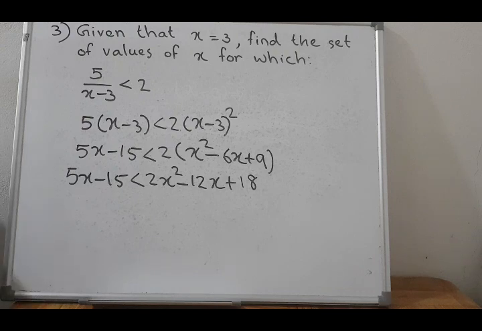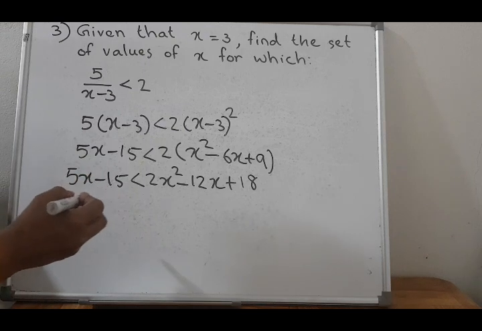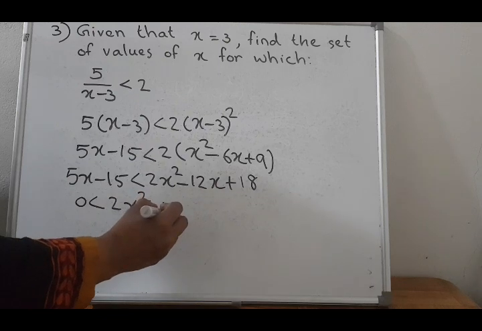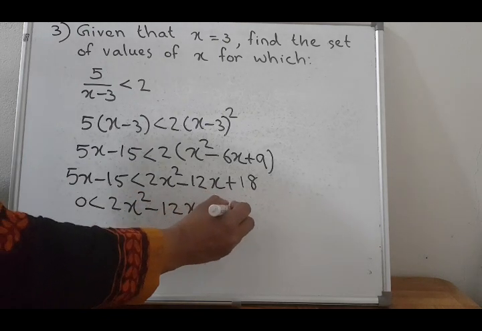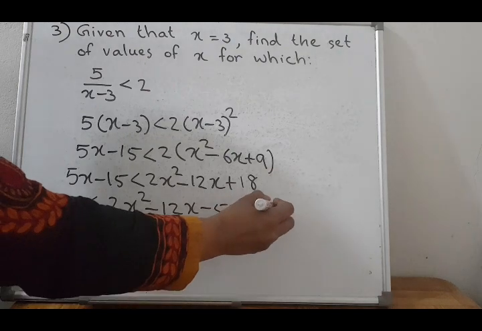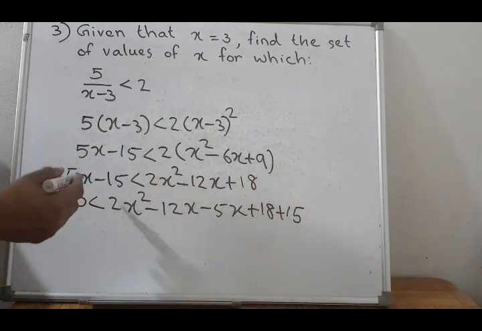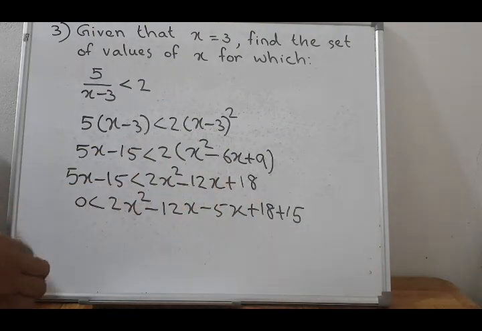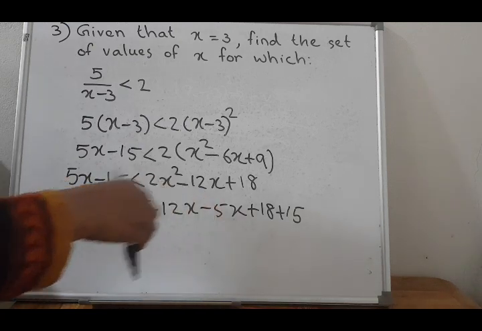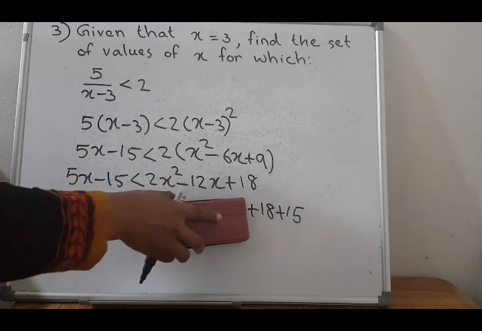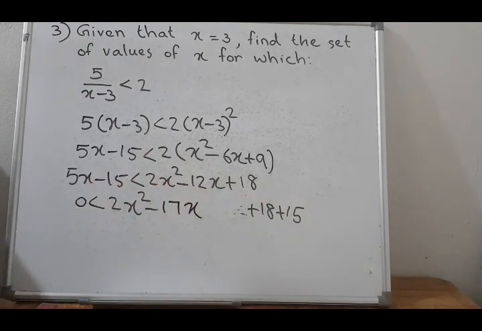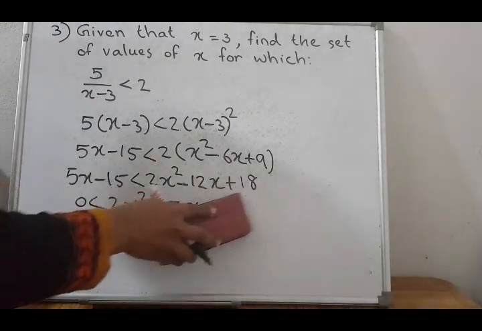Now what can we do? We can make one side 0. So this can be written as 0 less than 2x square minus 12x minus 5x plus 18 plus 15. See, I took 5x minus 15 to the other side, so this becomes minus 5x plus 15. So 2x square minus 12x minus 5x, that is minus 17x. 18 plus 15, that is 33.